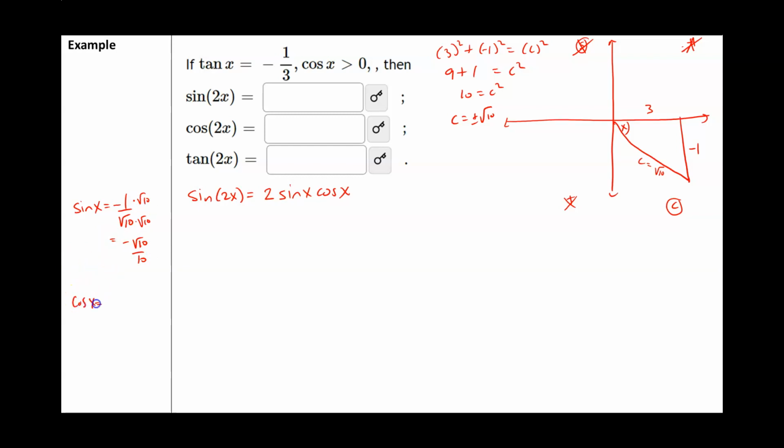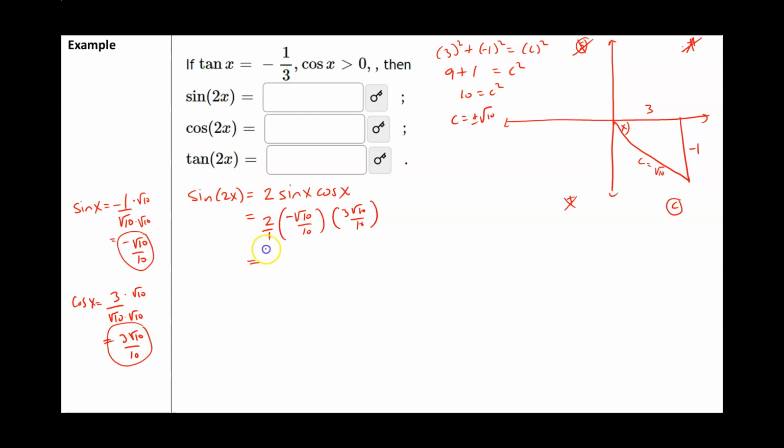Cosine of x is going to be adjacent over hypotenuse. That's 3 over radical 10. And if you rationalize that by multiplying by radical 10, this gives you 3 radical 10 over 10. So now we have our sine and we have our cosine. Let's plug this in. So we have 2 times sine of x, so we have 2 times negative radical 10 over 10, times cosine of x, which is going to be 3 times radical 10 over 10, and I'm going to make the 2 into a fraction.